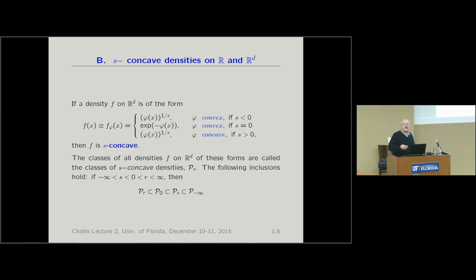These families of densities go as follows. They're nested in that for s bigger than 0, it's a smaller class. It's contained in the log-concave class. And when s is less than 0, on the negative side, it's bigger than log-concave, and it's contained in P minus infinity, which is all the quasi-concave densities. So you get bigger and bigger and bigger as you go off on the negative s-axis.